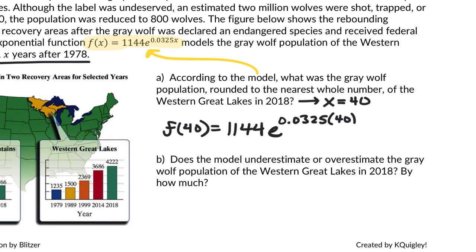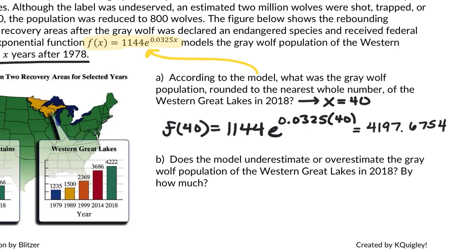It's actually nice to use the one above the ln, the natural log, because it already gives it an exponent, and we're writing an exponent as well. If you ever don't need the exponent, you would use the one above the divide symbol. Then 0.0325, open parentheses, 40, close parentheses, and then enter. When I do that, my calculator spits out 4197.675, but it wants us to round to the nearest whole number because we're going for the nearest wolf. You can't have half a wolf.